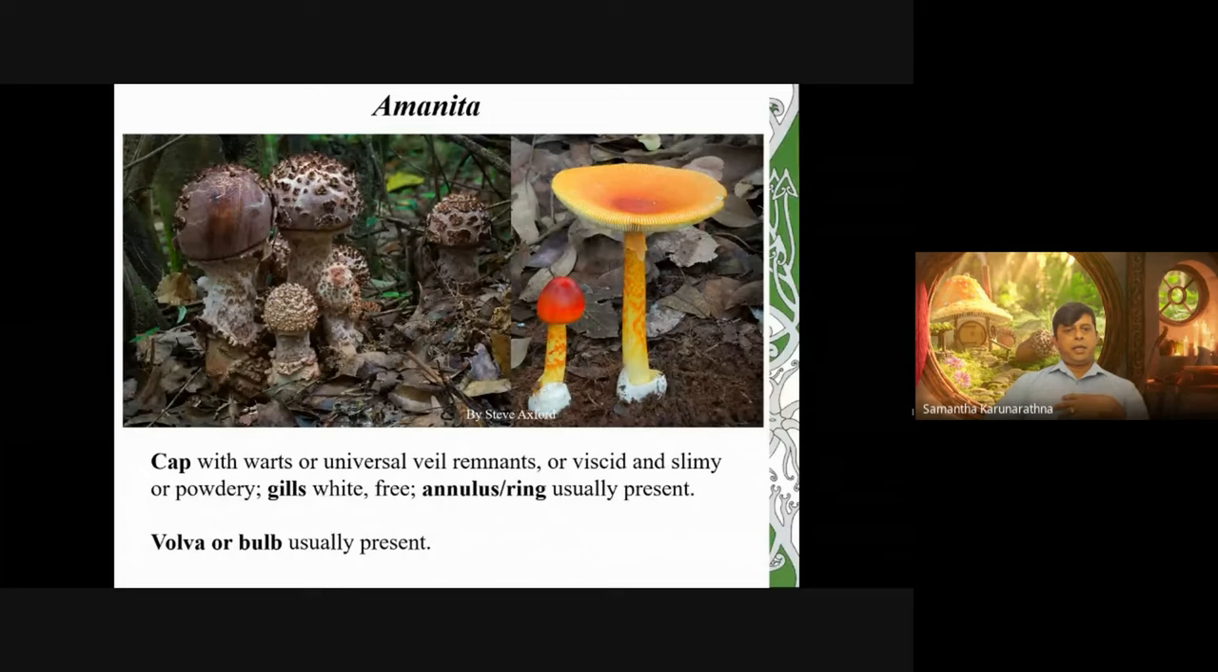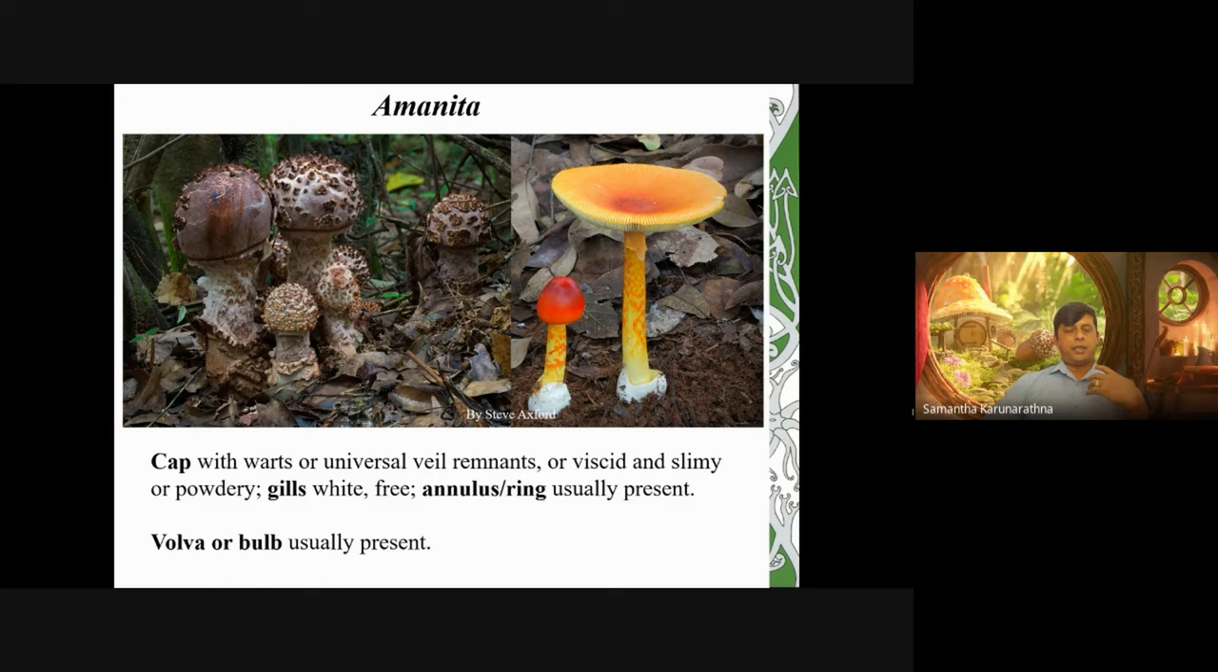And normally Amanita comes with warts on the surface of the cap. And mostly you can see rings, but not always. So some Amanita don't have a ring. And also sometimes the cap is viscid or slimy or powdery. Powdery because of the universal veil remnants.